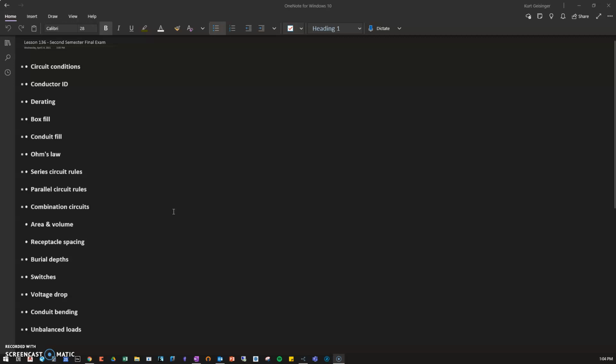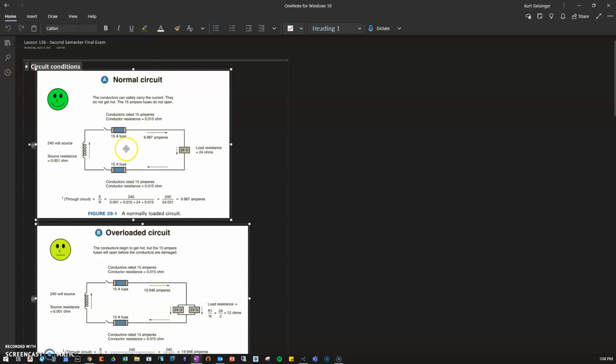But here again, we'll dive right into this thing. We'll get done as many as we can in the first chunk here. I'm going to try to move at a pretty good pace. But the first one is circuit conditions, right?